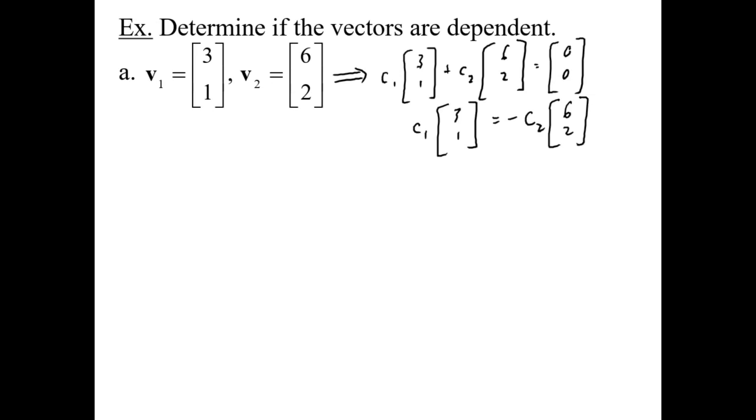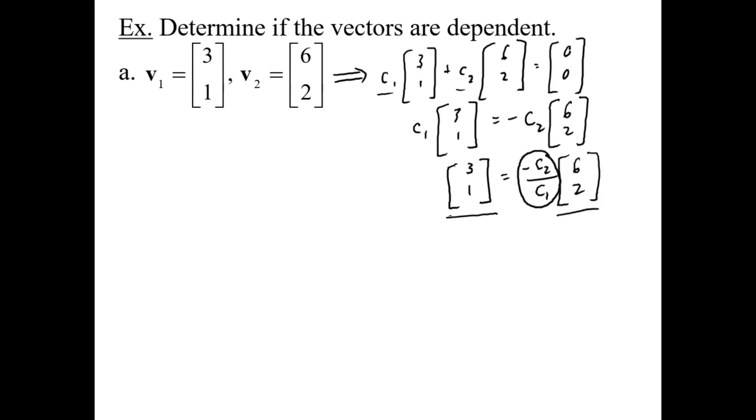And then I'm going to divide everything by C1, so I get 3, 1 is equal to negative C2 over C1 times 6, 2. So remember the question. These vectors are linearly dependent if I can find these coefficients C1 and C2. In other words, these two vectors are linearly dependent if v1 is some constant multiple of v2. Notice in this case it is. As long as that coefficient was 1/2, half of v2 is equal to v1.